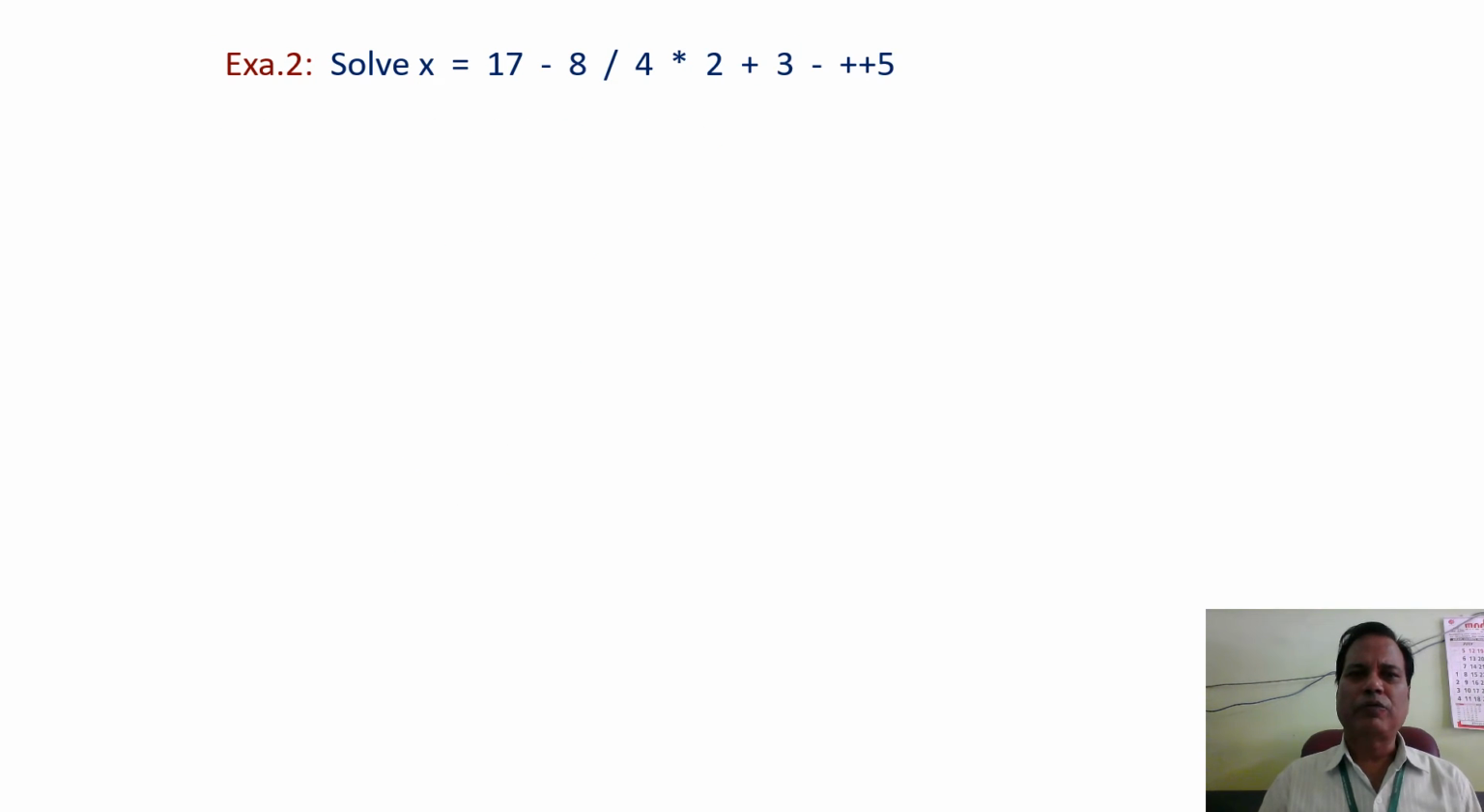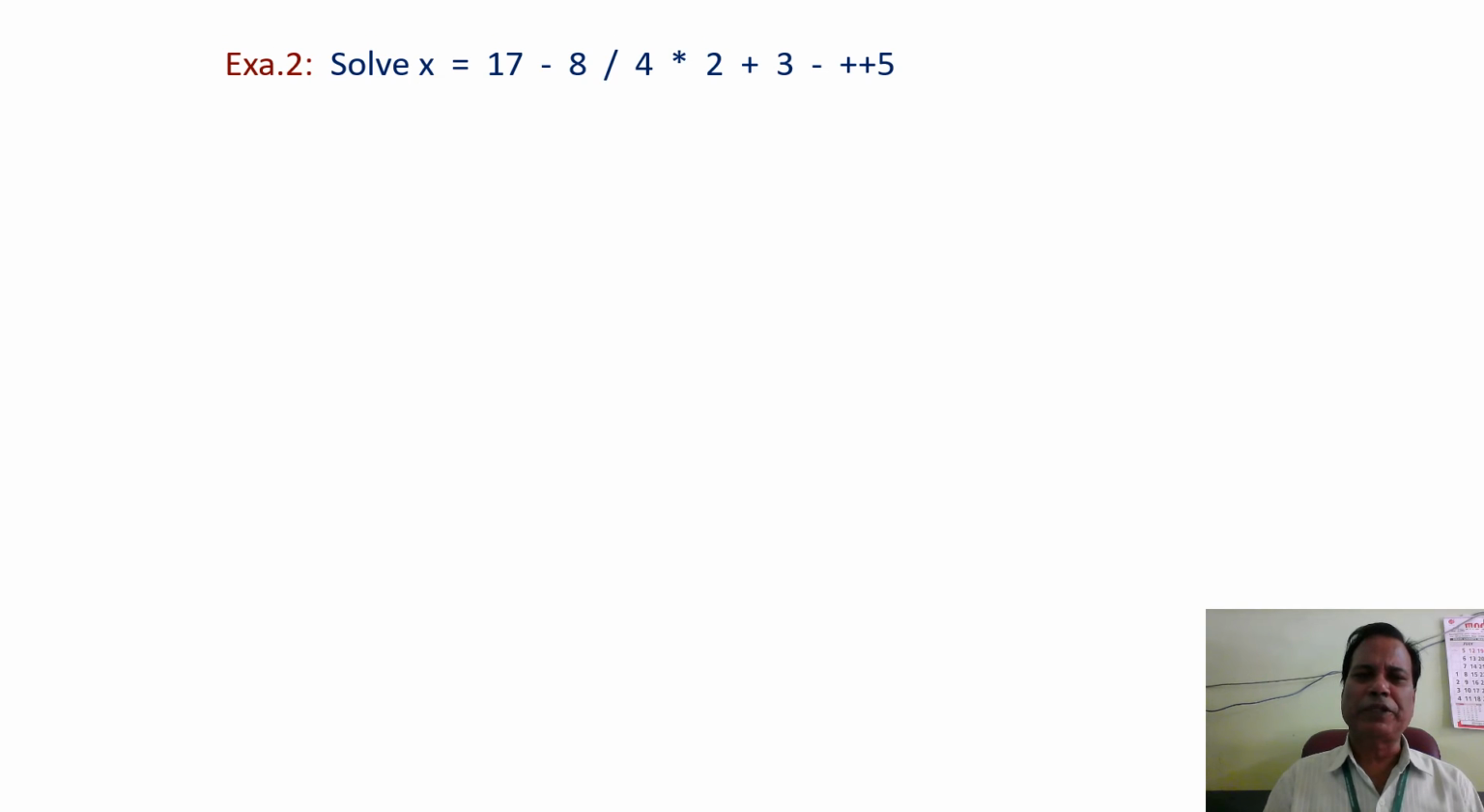In this example we have to solve an expression x is equal to 17 minus x slash 4 into 2 plus 3 minus plus 5. In this expression, if we recall the precedence table, we find that plus plus, that is the increment operator, has the highest priority and the assignment operator has the lowest priority.